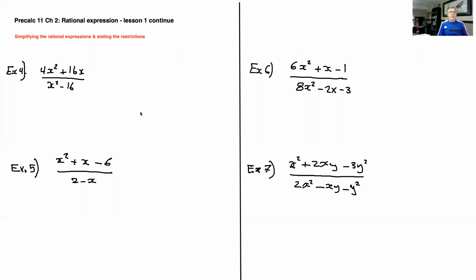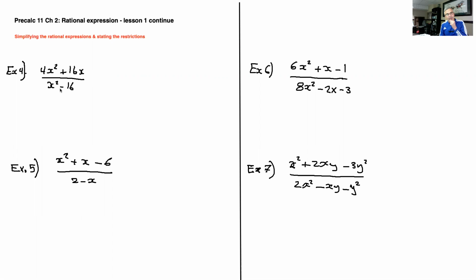Hi again. I'm just going to go back to lesson 1. So we're just going to continue. I gave you 3 examples earlier, and now we're going to continue. We said we always try to find the restrictions, and the restrictions are the x values that make the denominator, or the bottom, 0.